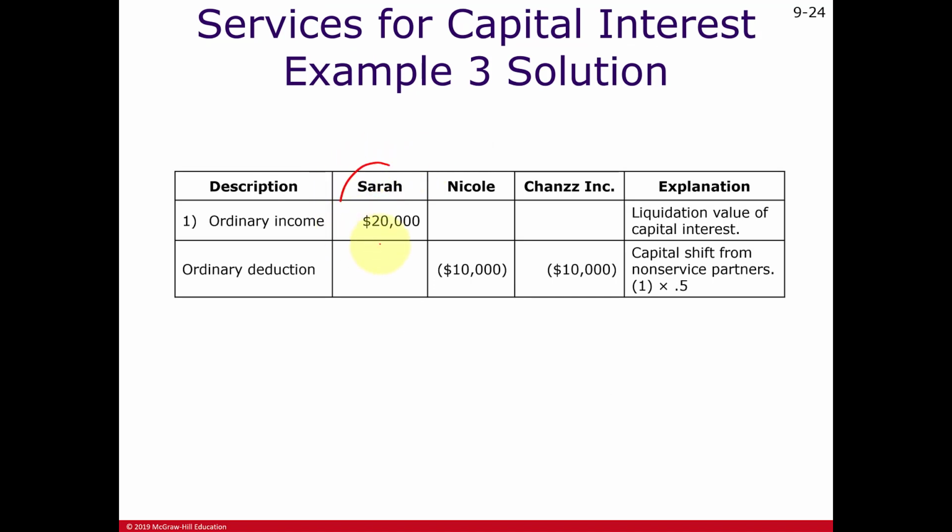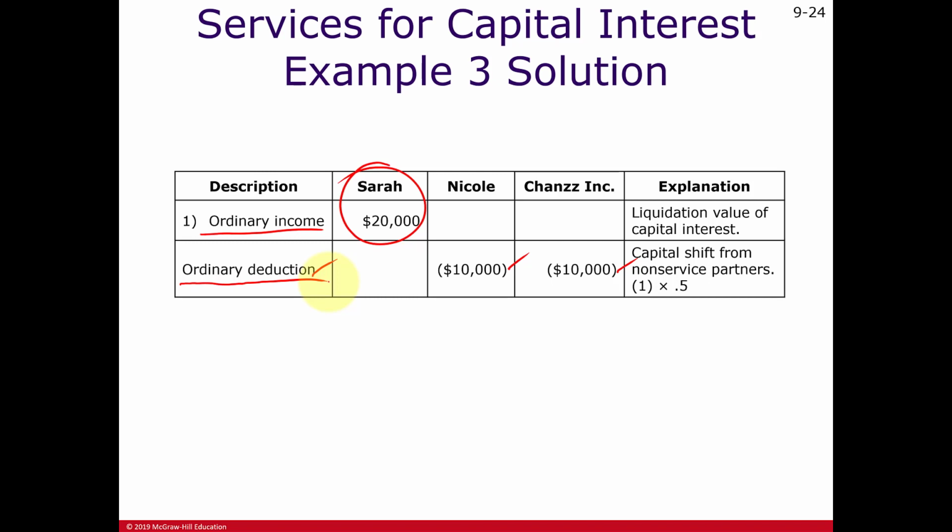So here is the amount Sarah has to report just on this allocation of a capital interest she's getting for the additional work she's doing. But the other partners have to reduce their capital interest, and the way we do that is allowing them to deduct their share of the amount they're giving up. Okay. So Sarah is going to report ordinary business income of 20,000 just for this transaction, and the other two partners are going to report ordinary business deductions of their share. Okay, so to equalize that.